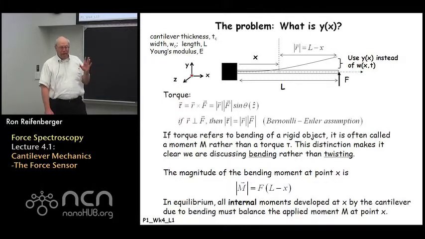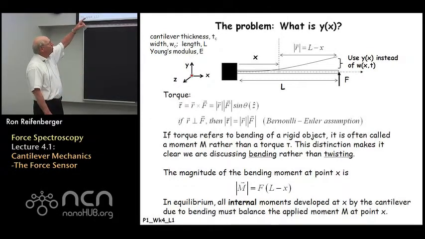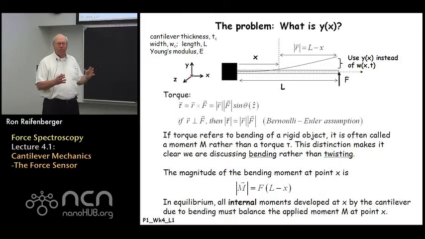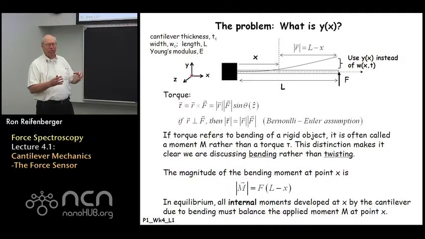So right away, I'm going to change from that notation. I'm going to use y of x to discuss the profile of the cantilever instead of w of x and t. Now, why do I do this? Well, the width of the cantilever is also w. That's the parameter we use to specify the width of the cantilever. In fact, we're going to specify the width of the cantilever by the parameter w subscripted by a small c.